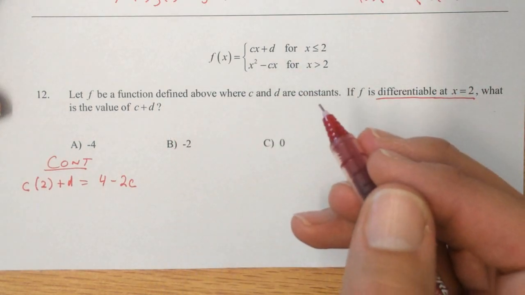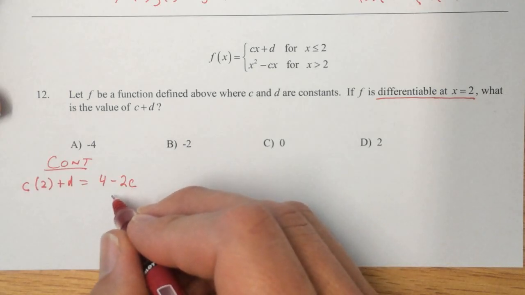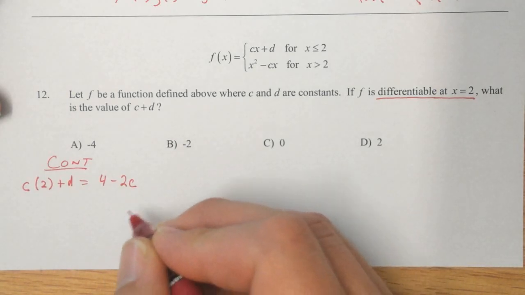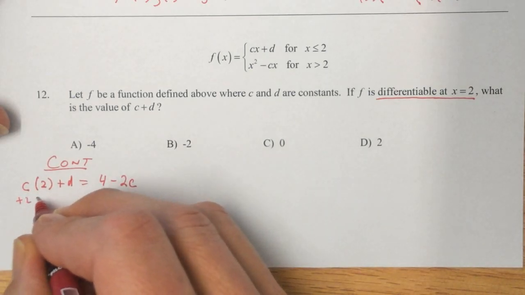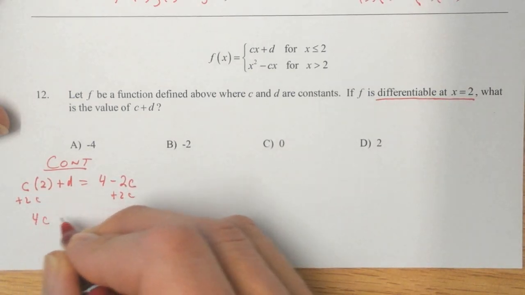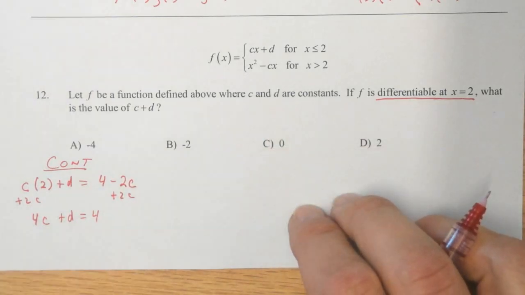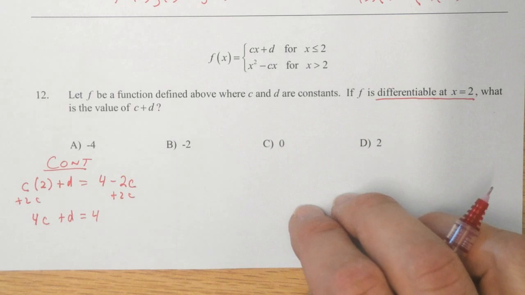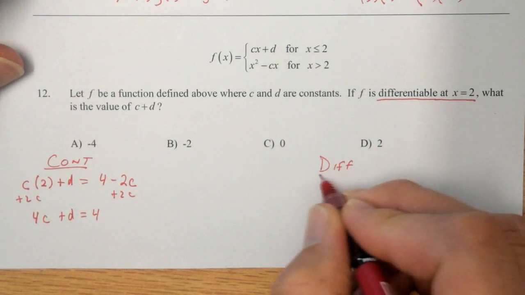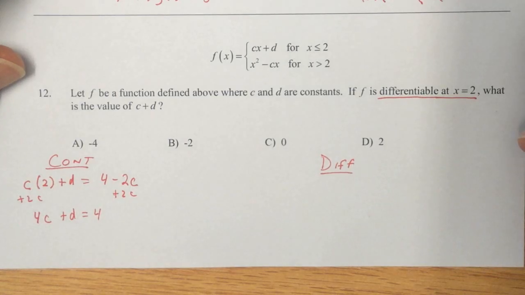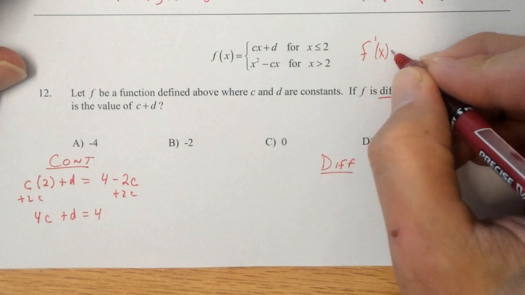Okay, well, what can we do here? Looks like we can add 2c to both sides, and if we do that, plus 2c plus 2c, we have 4c plus d equals 4. Not much we can do with that at this point, so let's go to the other half. The other half is the differentiability portion, which means we need f prime of x in order to figure this out.